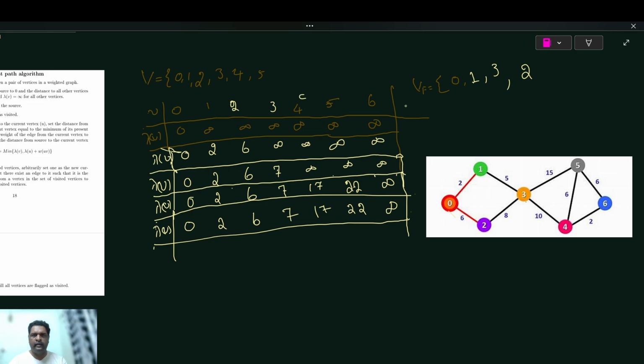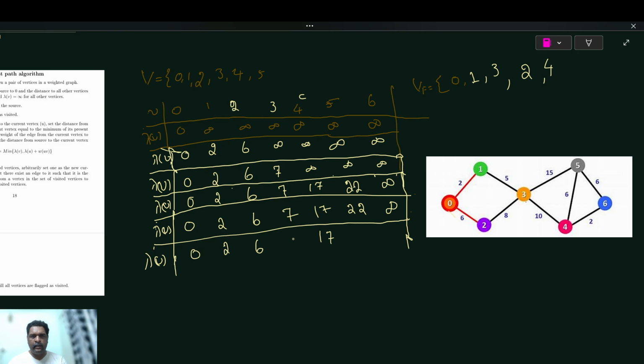4 is our new current vertex, and 4 is added to our set VF, and we recalculate the value of lambda for all vertices which are adjacent to the vertex number 4. So the value of lambda for vertex 4 is unchanged at this step, and the value of lambda for the source remains as 0. The vertices which are adjacent to 4 are vertex 3, vertex 5 and vertex 6. Vertex 1 is not adjacent to vertex 4, and 2 is again not adjacent, and number 3 is adjacent to vertex 4.